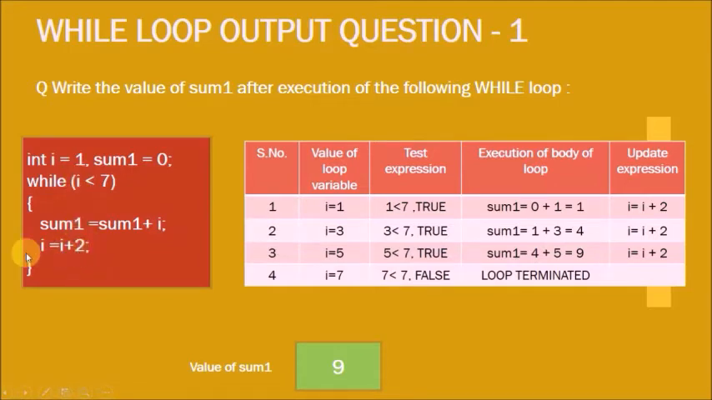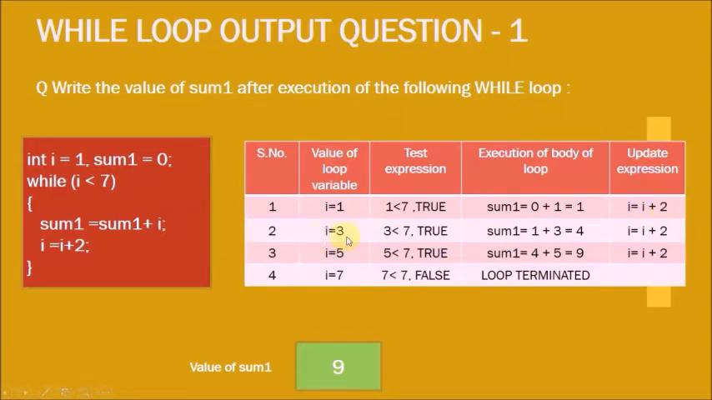Let us solve this while loop iteration by iteration so that it becomes clear to us. So in the first iteration, the value of i is 1, the loop variable. Now it will go to the test expression. 1 is less than 7, this is true. So it will execute the body of the loop. In the body of the loop, sum1 = sum1 + i. So the value of sum1 was initially 0. So 0 plus 1 becomes 1. Then we will go to the update expression, which is i = i + 2. As the value of i was 1, after the update expression, it will become 3.